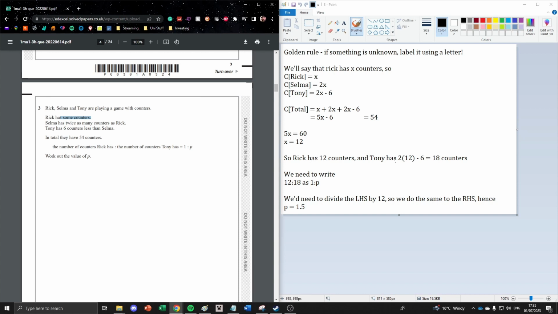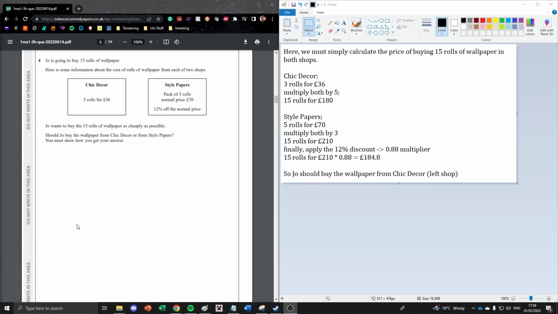So now we just have to put 12 to 18 in a ratio in the form 1 to p. We can see that to go from Rick's side of the ratio, from 12 to 1, we divide by 12. So of course, to keep the ratio explaining the same concept, we need to also divide Tony's side by 12 as well. If we divide 18 by 12, we're going to get 1.5, and so p in this ratio is equal to 1.5.